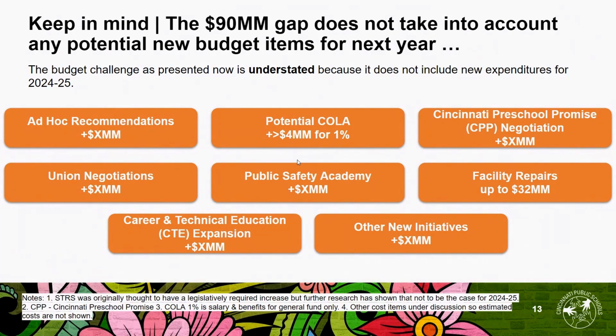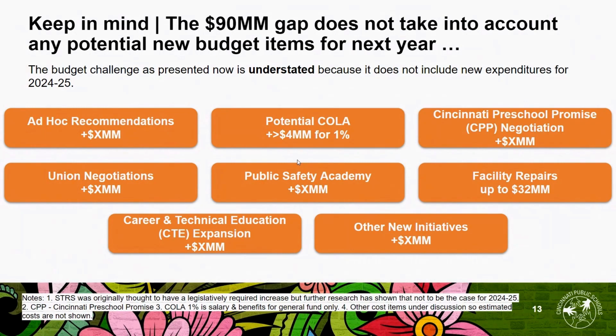We expect potentially next week that our ad hoc committee of the board, which has been working for a little more than a year to think about the future configuration of schools in Cincinnati Public Schools, is going to make their recommendations to the full board. That doesn't have cost associated with it yet. So that may be something that is part of where we go in the future, but first adds to the budget gap before taking things away.